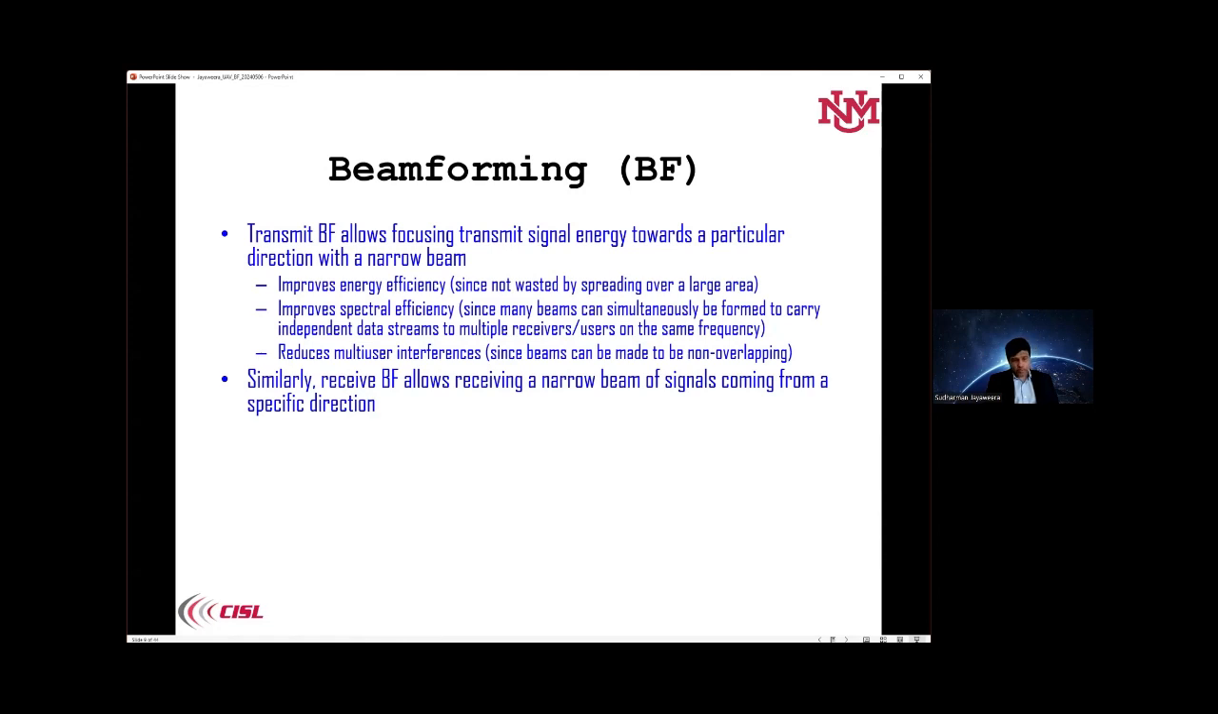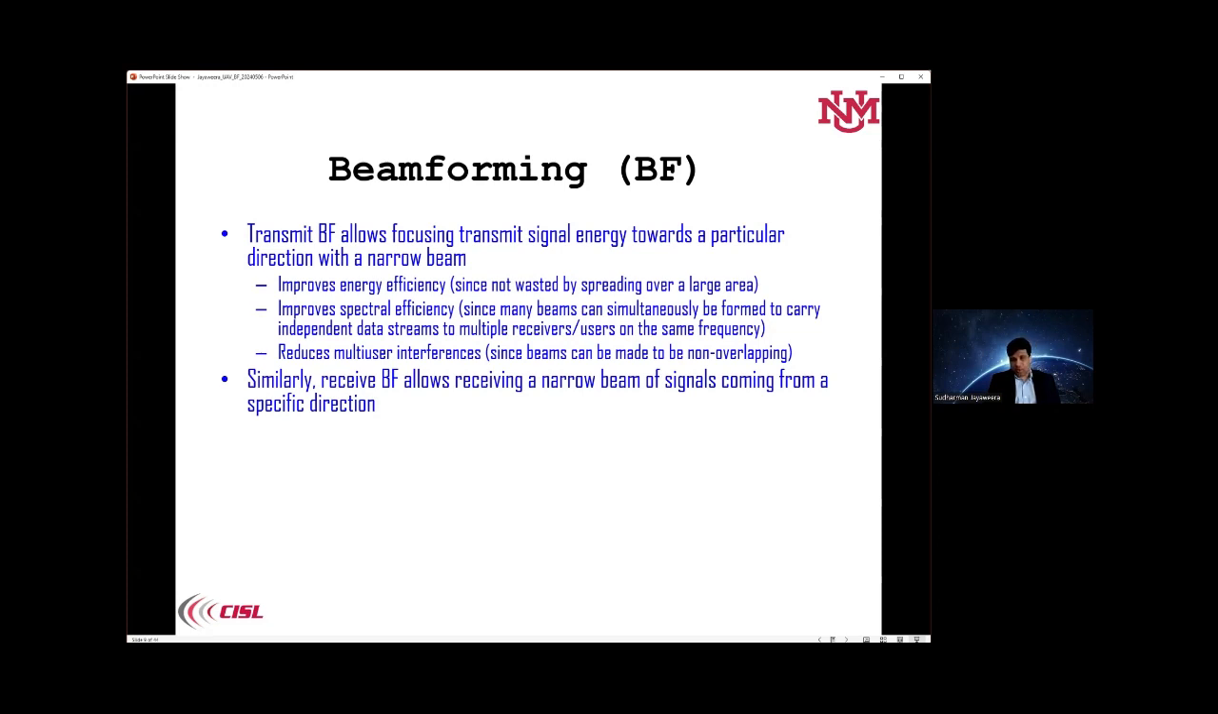It can also improve the spectral efficiency, because now in the same frequency or same channel, you can actually have several of these narrow beams transmitted at the same time towards different receivers separated by spatial directions. So that way you can reuse the spectrum many times without interfering with each other, which also implies that you are reducing the multi-user interference.